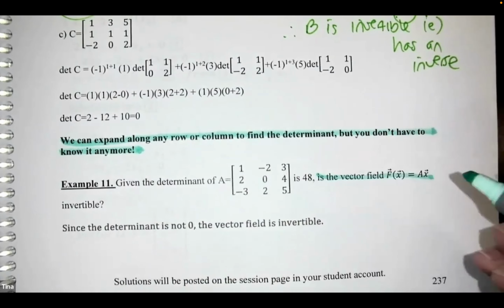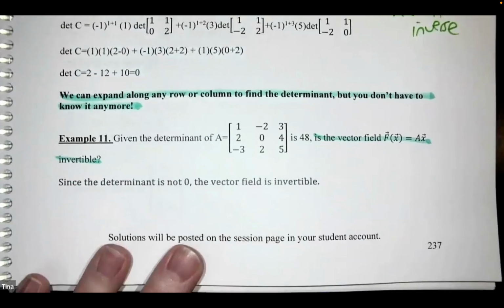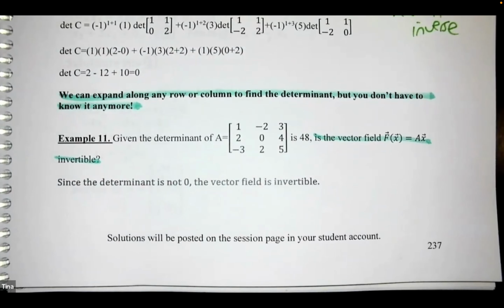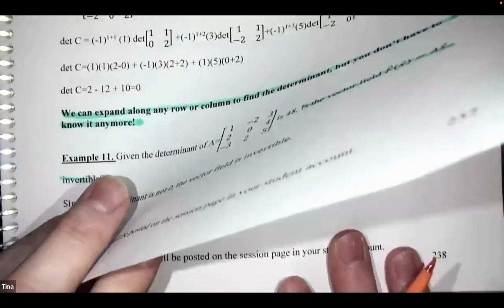And then they could say, is the matrix invertible? Or give you the determinant of a bunch of matrices and which one is or which ones aren't invertible type thing. So here, since the determinant's not 0, the matrix would be invertible. If our determinant is 0, then it wouldn't have an inverse. Okay.